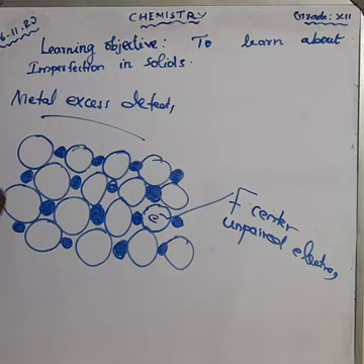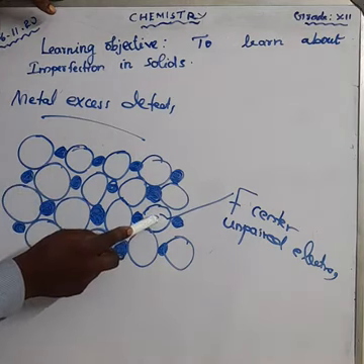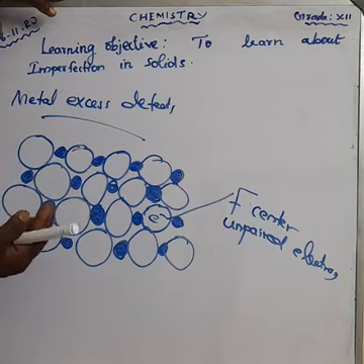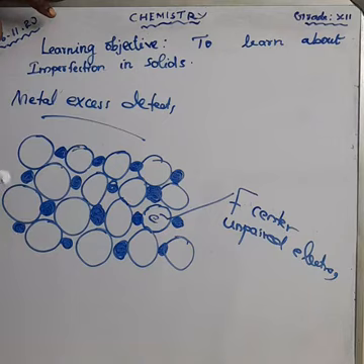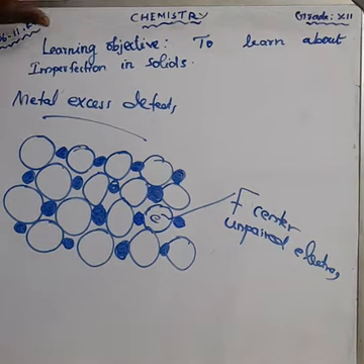The electrical neutrality of the crystal is maintained by the presence of anionic vacancies. This is the anionic vacancy. The anionic vacancy is equal to the excess metal ions, or otherwise, by the presence of extra cations and electrons in interstitial positions. For example, the NaCl crystal.